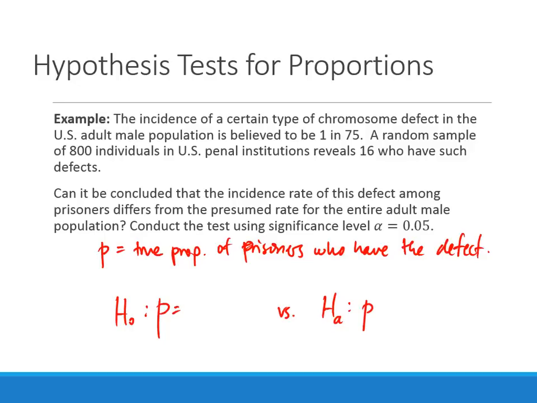So what's my alternative going to be? I want to see if this rate differs from the presumed rate for the entire adult male population. Not equal to 1 over 75. Absolutely. My question is whether it's different from 1 over 75, which is the rate for all adult males. That's 0.0133. And so I'll assume the opposite. I'll assume that it is the same, so that the proportion is equal to 0.0133, and see what the data tells me otherwise.